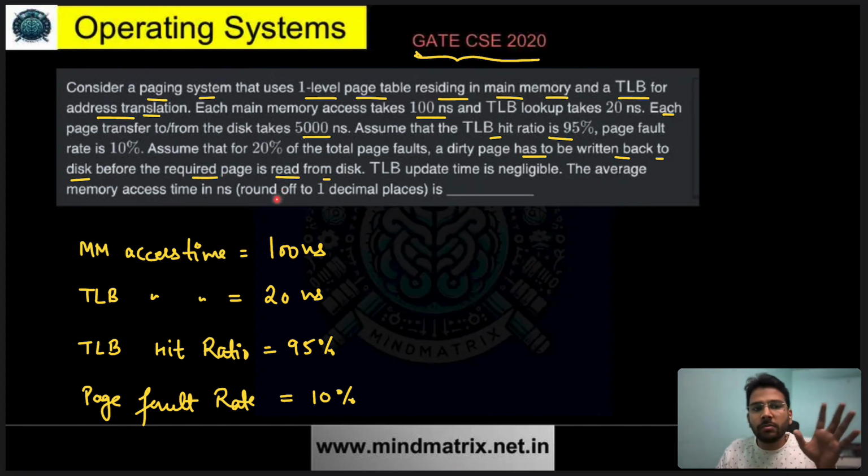That means out of the total page faults, just for 20%, a dirty page has to be written back to the disk. That is a dirty page, or a modified page, so you have to write it back to the secondary memory. And it is going to happen just for 20% of the page faults. TLB update time is negligible. And you have to find out the average memory access time in nanoseconds, rounded off to 1 decimal place.